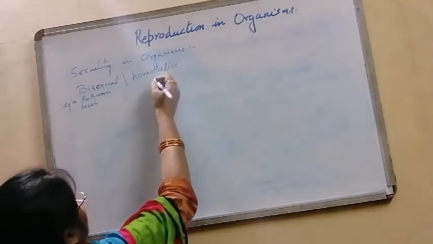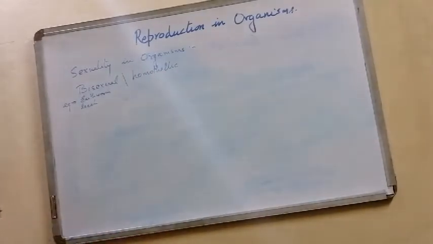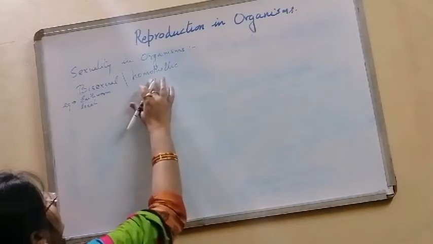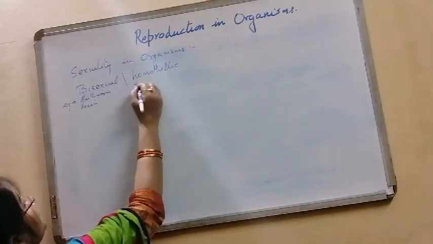Then homothelic means on the same thallus, especially the word thallus we use for algae, isn't it? So on the same thallus we have both male and female organs. Example is your Chara.